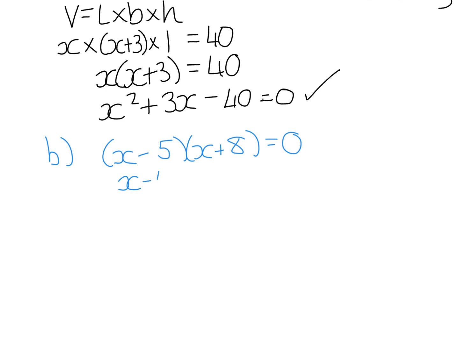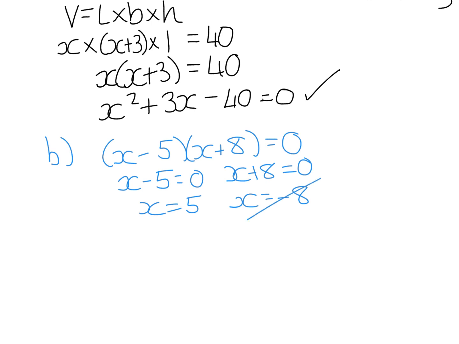When you solve them, you get x equals 5. And on this one, you get x equals minus 8. Now, hold up. X was a length in my box, so this one isn't possible. So what you do is you just put one line through it and you write discard, not possible, omit, ignore, something like that. So I'm just going to write not possible.